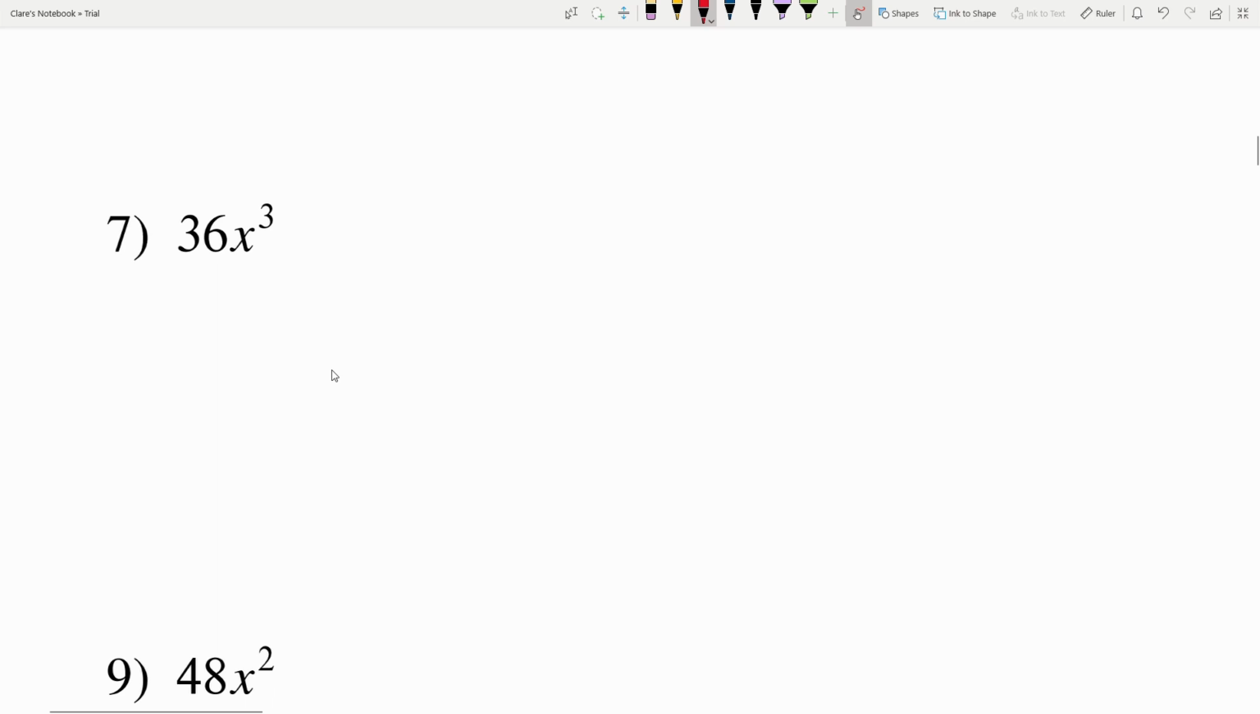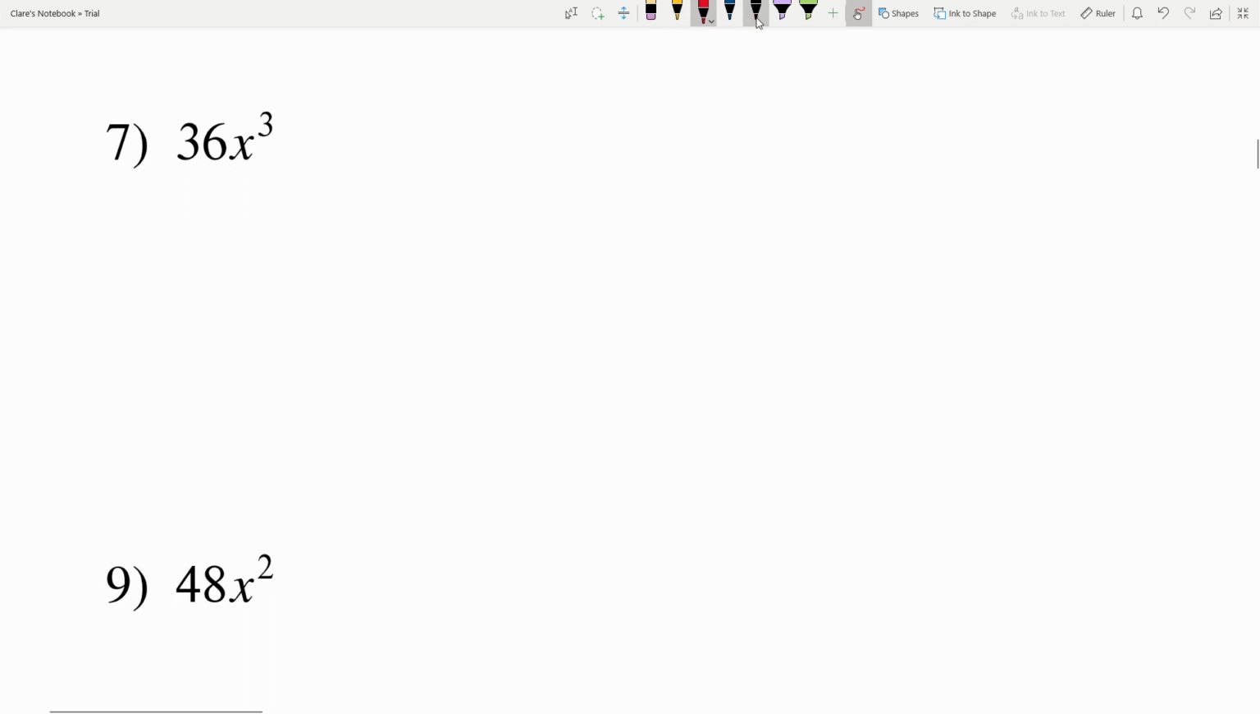In number 7, I have 36 times x cubed. I know 36 is divisible by 2, but I also know that 36 is 6 times 6. So I'm just going to split it up into factors even though they're not prime. So I'll have 6 times 6 times x cubed. Now I broke this up into 6 times 6 because I know that 6 can be broken up into 2 times 3. So I'll have 2 times 3, which are prime factors, and then this other 6 will be 2 times 3, and I'll multiply that by x cubed.